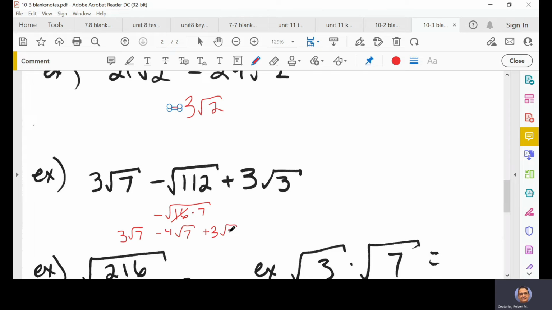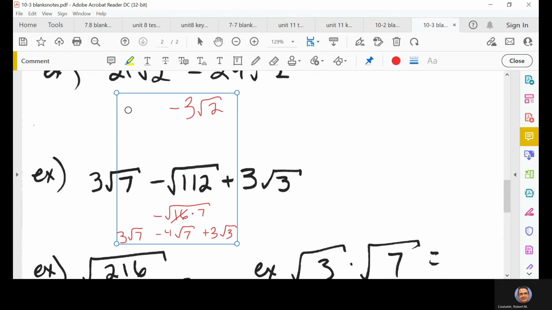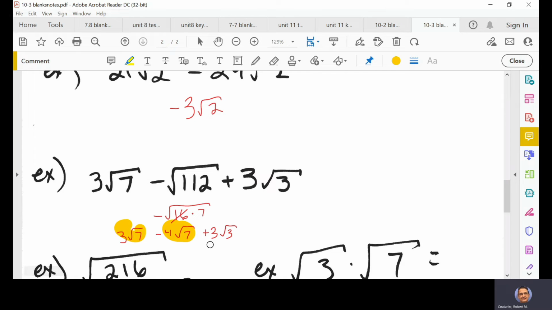So it's kind of like legal cheating in this problem. We use these other roots to help us figure out that 16. Do we have any like radicals? Yes, we do. Look, these are like radicals. These are like radicals. This is a like radical. 3 minus 4.